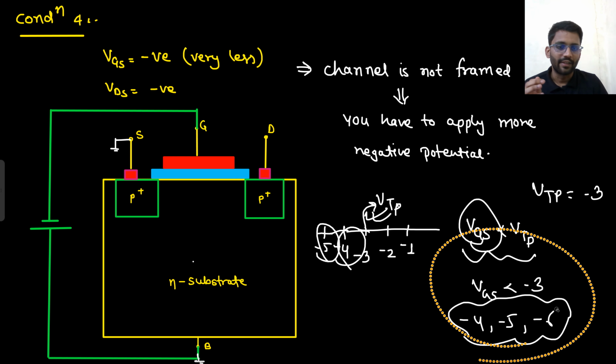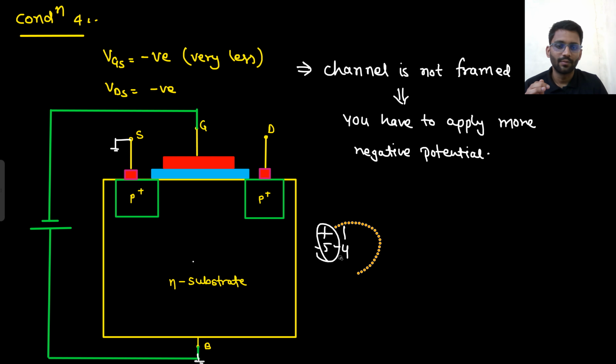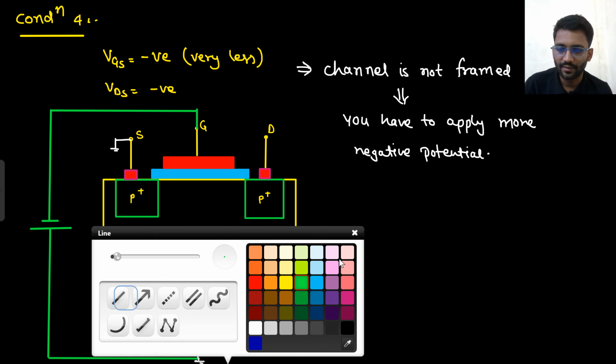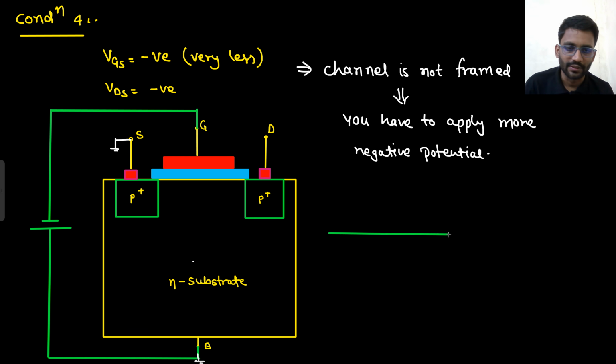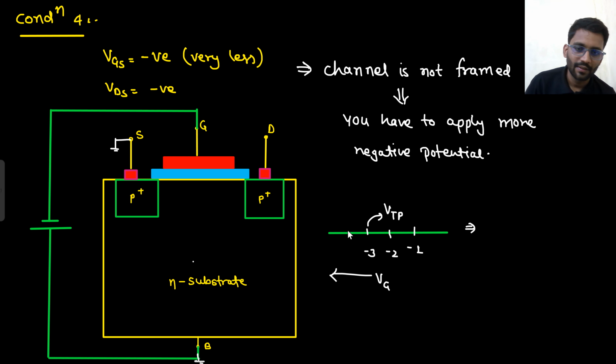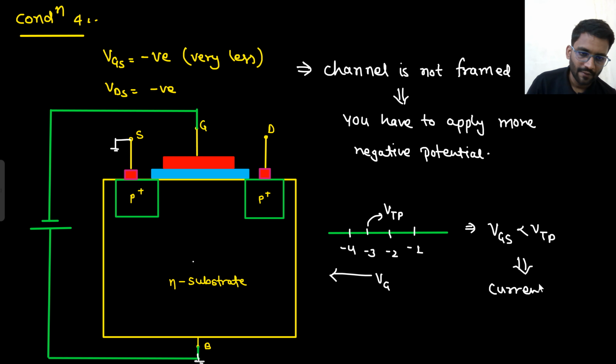So when VGS is less than VTP, the current will flow. So like that I can make a line so that you will be able to understand it. So this I will say -1, -2, -3, you are applying Vg in this direction. Vg you are keep on decreasing. Let's assume this is your VTP. So if my VGS is less than VTP, then my current flows.